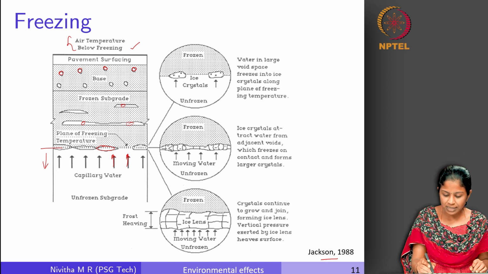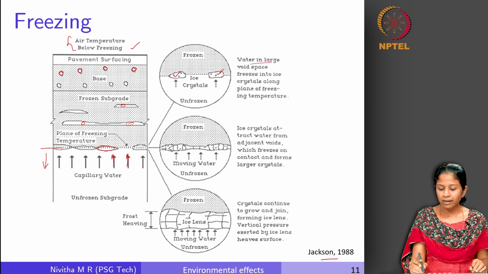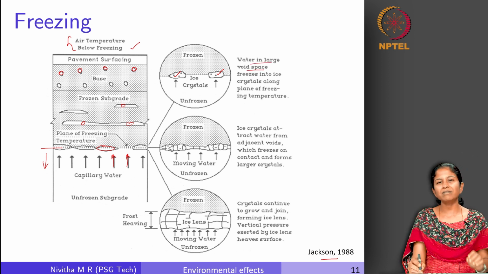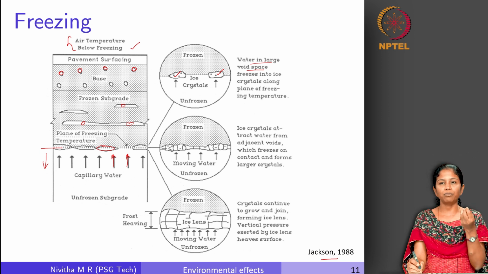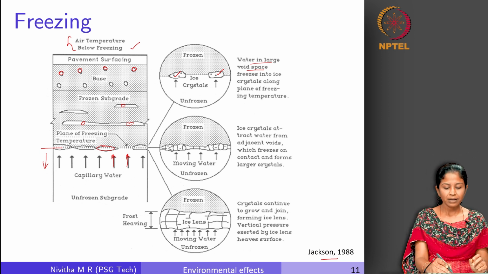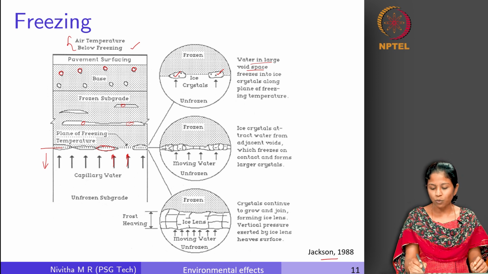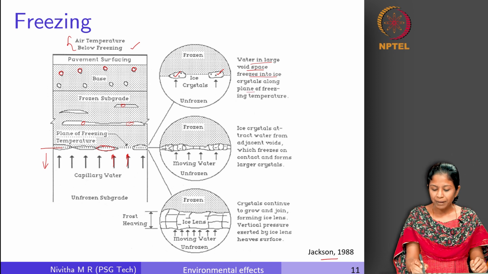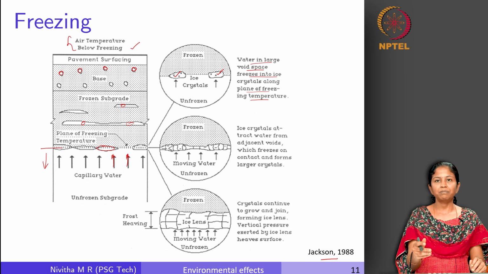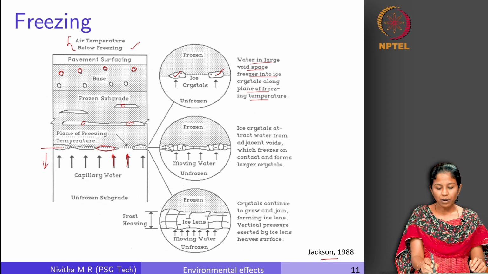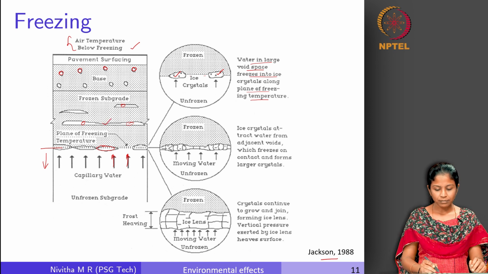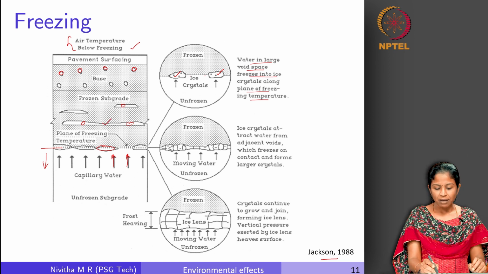If you look at this, you can see ice crystals which are initially formed here, from water in large void space. When you have a small void space, there is only a small amount of water, and the effect is insignificant; they remain as isolated pockets. When you have a large void space, it freezes into ice crystals along a plane of freezing temperature. Eventually a plane will form wherein more air voids are present, something like this.